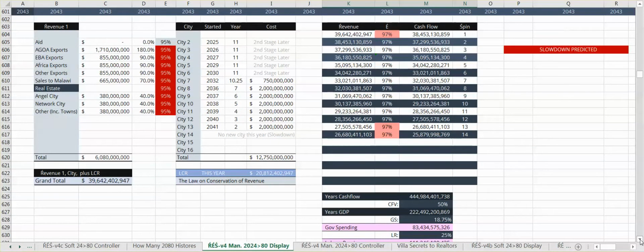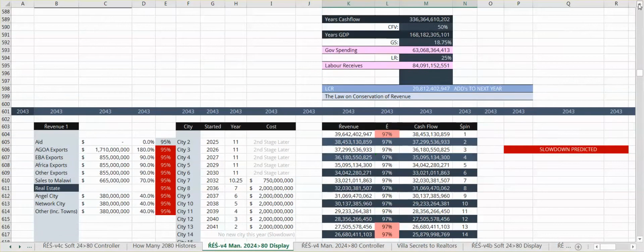In reaction to the predicted slowdown, estimated by the now highly advanced Angel Wing software, I move E to 97 and spin to 14, increasing cash flow to 444 billion for an estimated 222 billion in GDP. So again, recession hits, E goes up, sorry, these go down, exports go down, real estate sales go down.